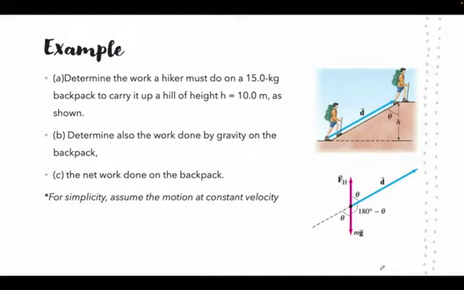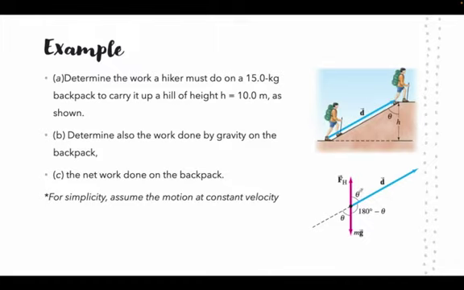All right, welcome back. Let's see what we can do on this example here. Here we see that the hiker is lifting a 15-kilogram backpack to carry up the hill, right? So that means that the force that the hiker is applies on the backpack is vertical. This is the force the hiker applies on the backpack. The displacement is up the hill, so the angle between the force and the displacement is this right here.